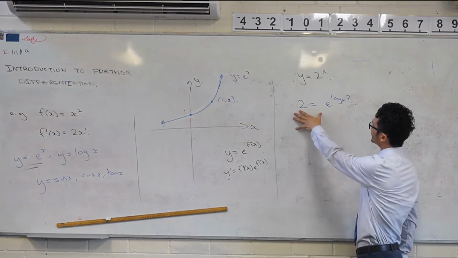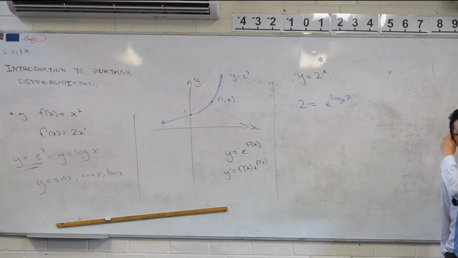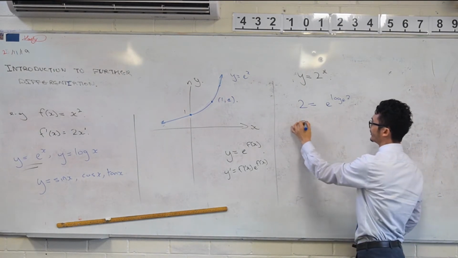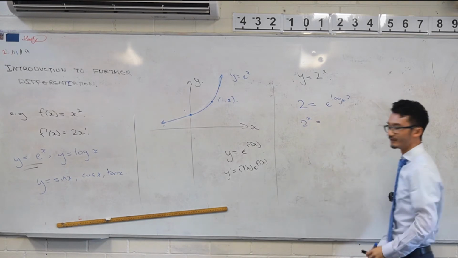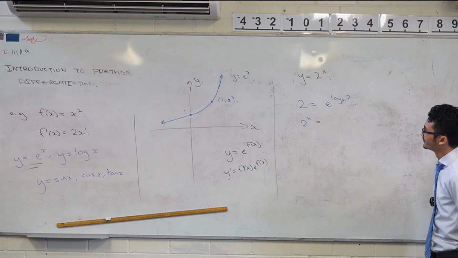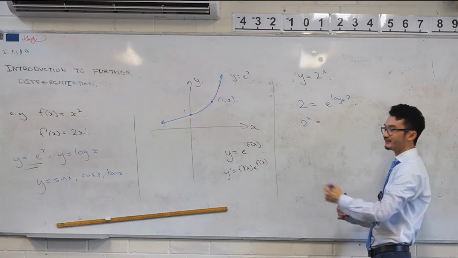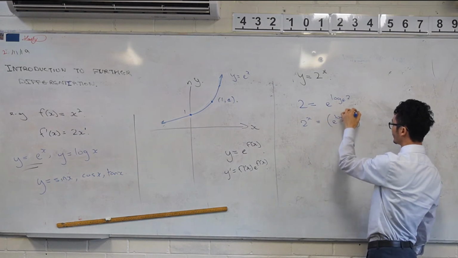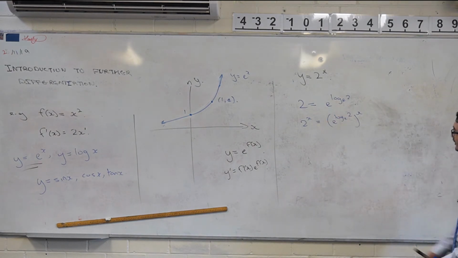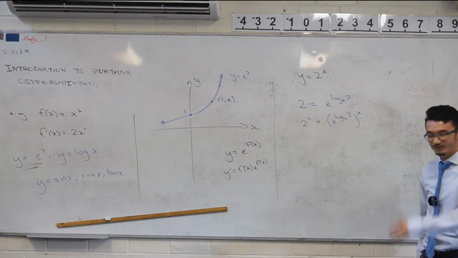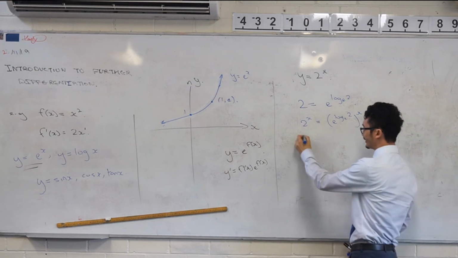How do I write this in terms of 2 to the x? What if I want to raise both sides to the power x? So 2 to the x on one side. What happens to this side over here? What happens when you have a power raised to another power? Multiply them together, yeah? So we multiply these two together.